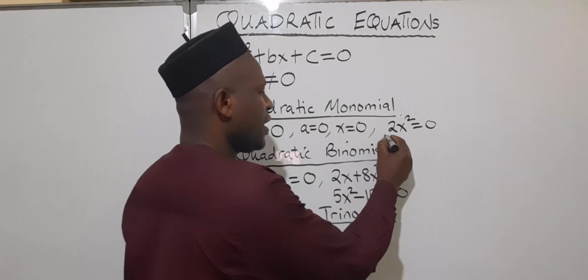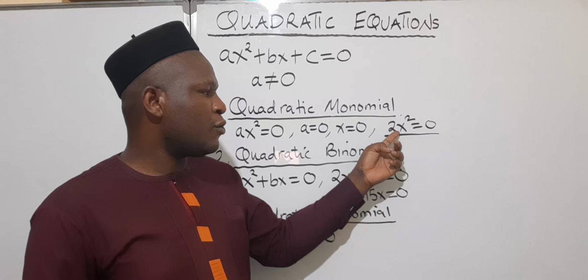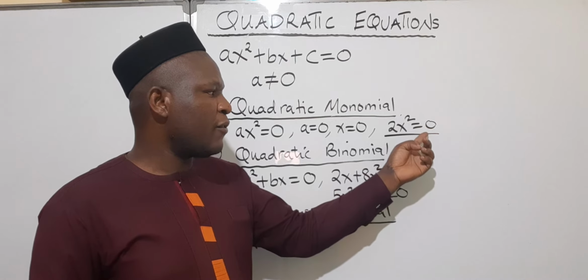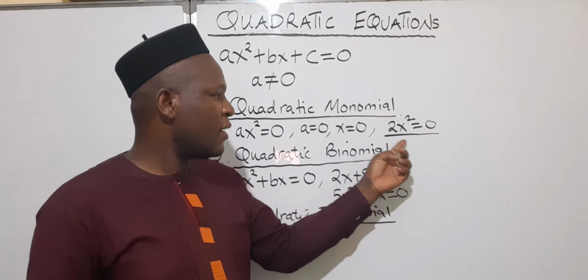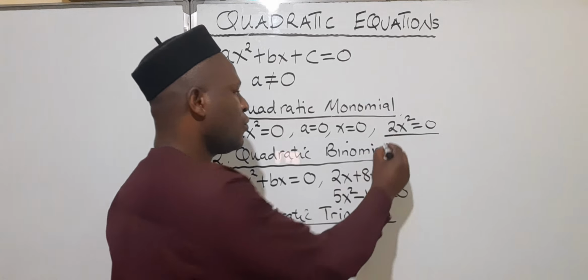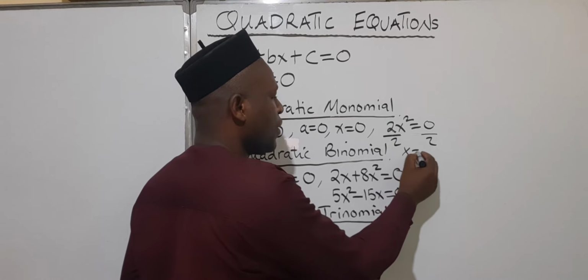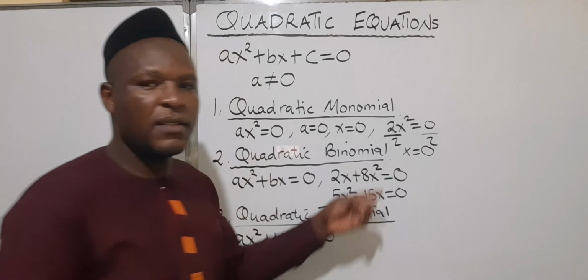If you have an equation like this, there is no value apart from 0 after the equal sign here. So you divide both sides by the coefficient, which is a 2, over 2 here. So the value is always 0 in this case.